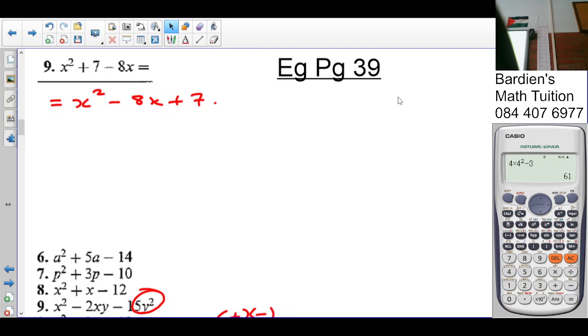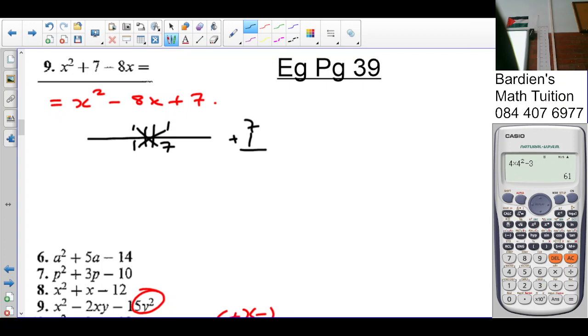Alright, so what goes on the product line? 1 and 7. Do you add or subtract our products? We add them. 1 times 7 is 7, 1 times 1 is 1. You add it, you get 8. And that's what I want. There's a 1 and a 1. Here I'm writing in the bracket: x and a 1, and x and a 7.